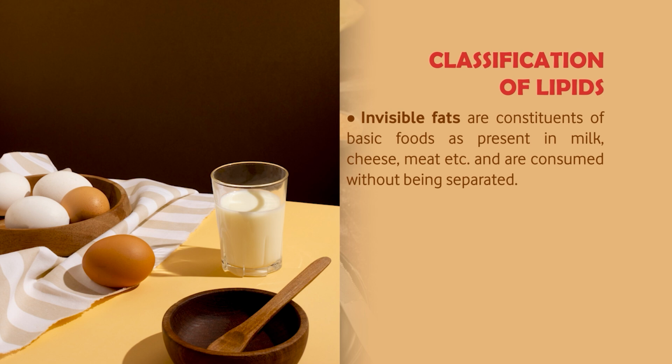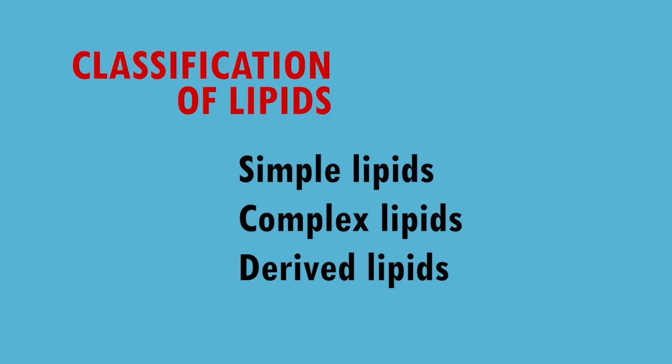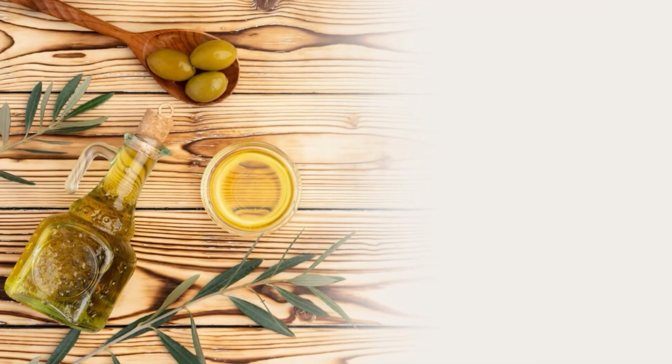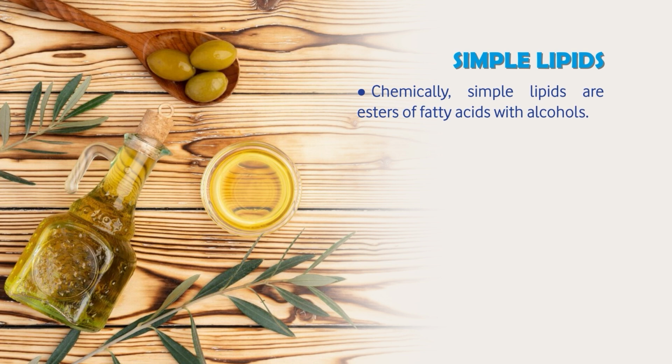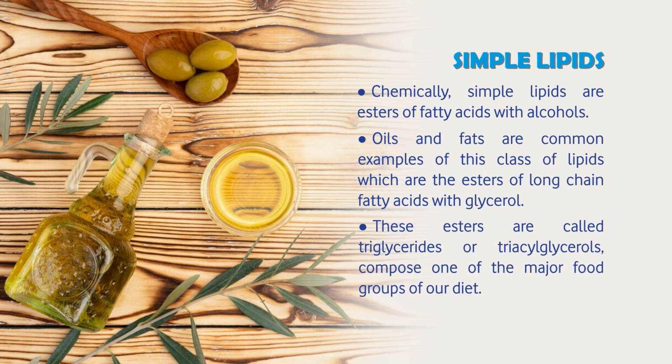On the basis of their structure, lipids are generally classified into three main classes, and these are simple lipids, complex lipids, and derived lipids. Now, let us learn first about simple lipids. Chemically, simple lipids are esters of fatty acids with alcohol. Oils and fats are common examples of this class of lipids, which are the esters of long-chain fatty acids with glycerol. These esters are called triglycerides or triacylglycerol, and compose one of the major food groups of our diet.